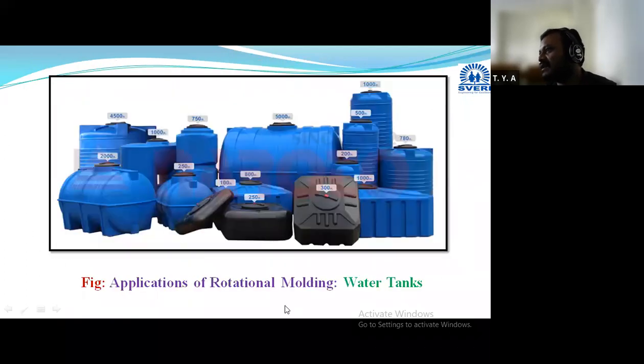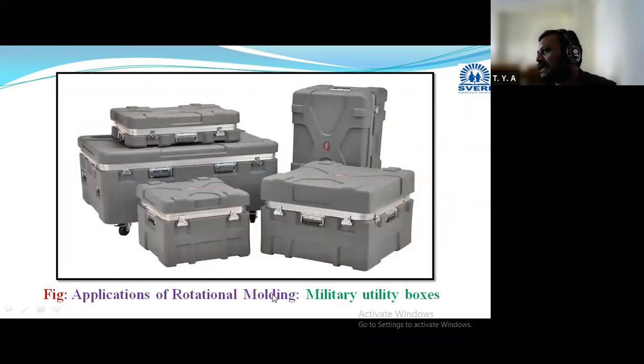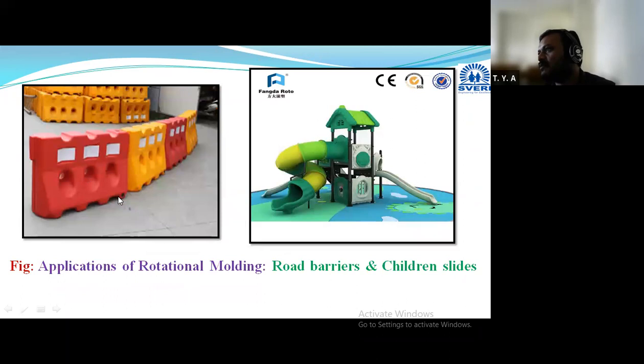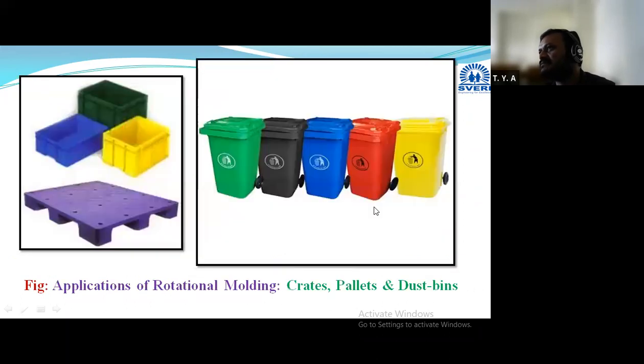Then these are the applications: manufacturing of water tanks, military utility boxes, gas tanks, fuel tanks, urea storage tanks, road barriers and children's slides, then crates, pallets, and dustbins. This is a pallet. These are crates, which we use for handling and storing fruits or vegetables.